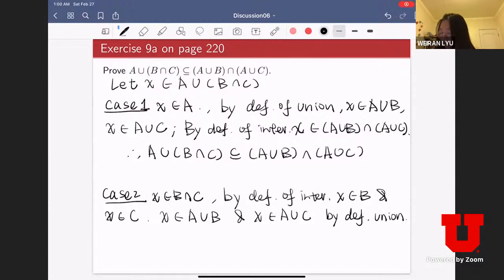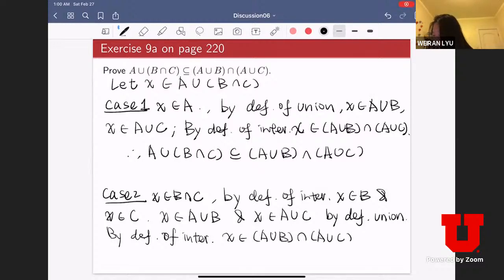All right, and with the same logic as for case 1, you can say that by the definition of intersection, X belongs to the intersection of these two sets. And thus, you have proved the left-hand side is a subset of the right-hand side.